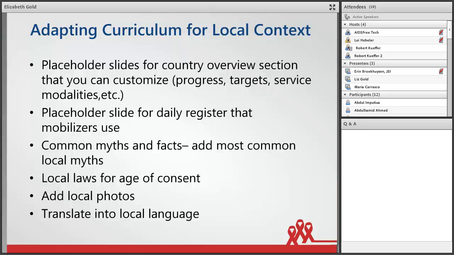For the session on common myths, you probably want to add a few of your own local myths if you don't find them here in this curriculum. You might even want to switch out some of the photos in the slides for more local photos. And in some cases, you'll probably need to translate into local language.